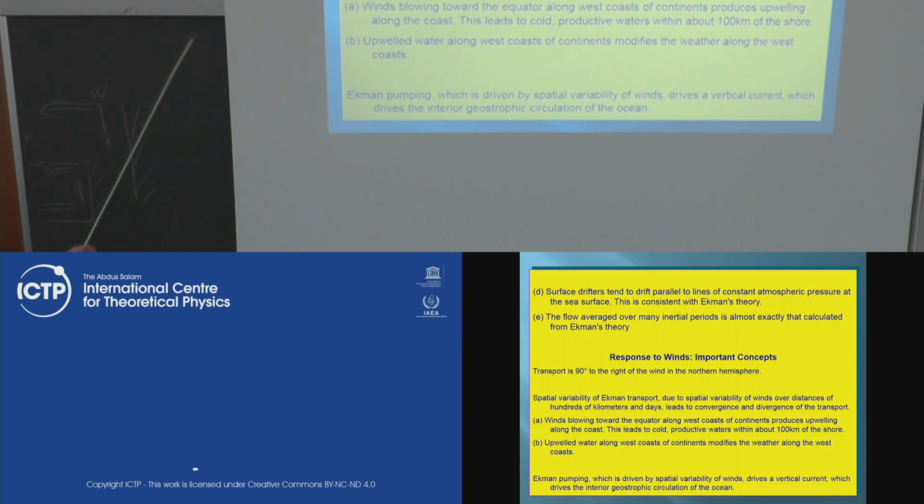Why western coast? Because if we are talking about the eastern coast, and we have again the flow from north to south, then the Ekman transport will be toward the coast, so there will be no upwelling. We'll see later why upwelling is an important process. And here it says also that the upwelling water along the west coast of continents modifies the weather along the west coast, but not only the weather, it also changes the biological and ecosystem equilibrium within the water column.